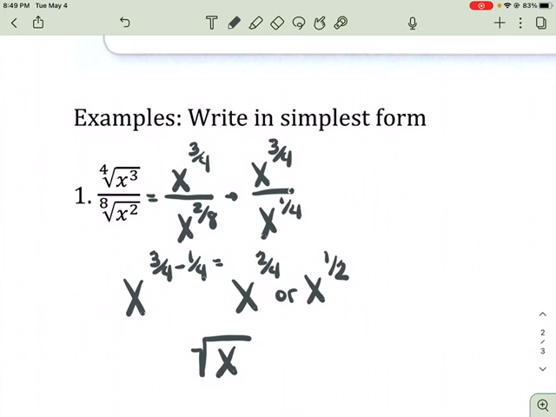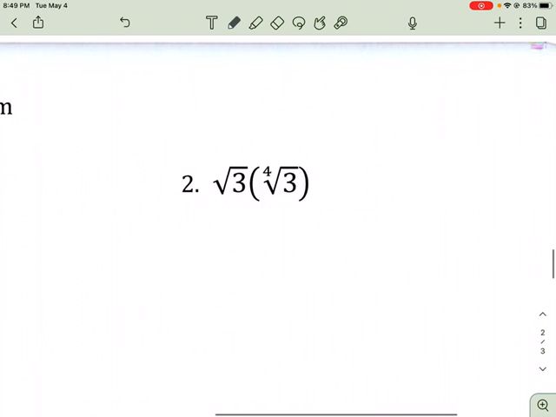It says write in simplest form. You can leave it as x to the 1/2 or the square root of x. The directions might say, write your answer in radical form, or leave your answer in exponential form. You just have to read the directions. Okay, let's try this one.